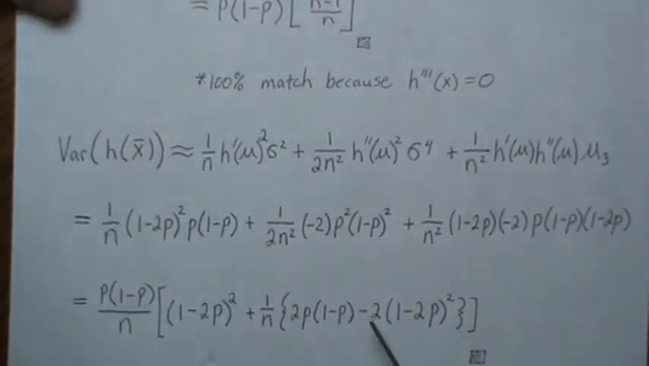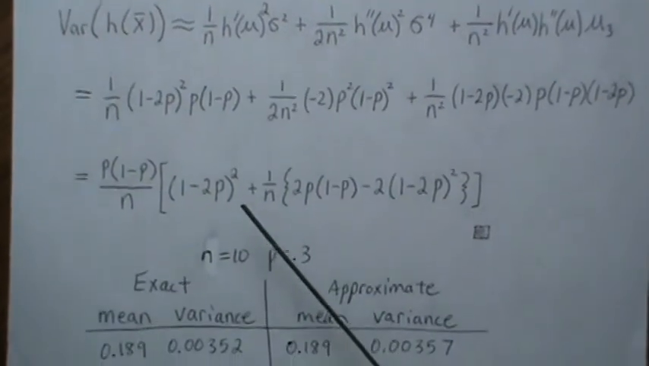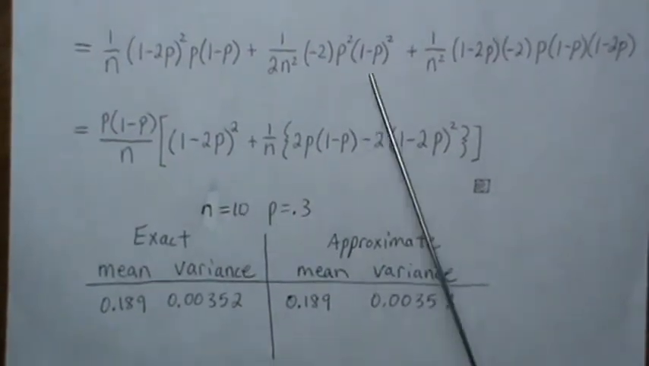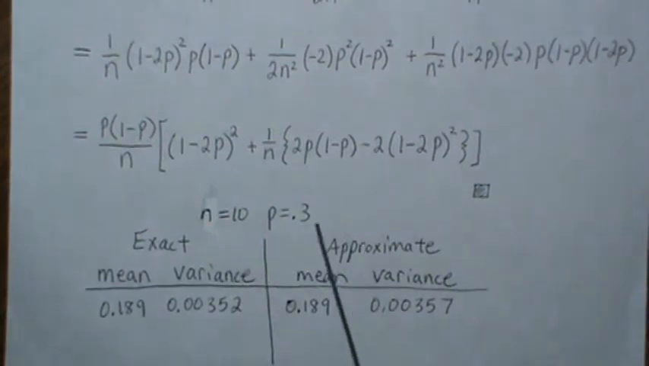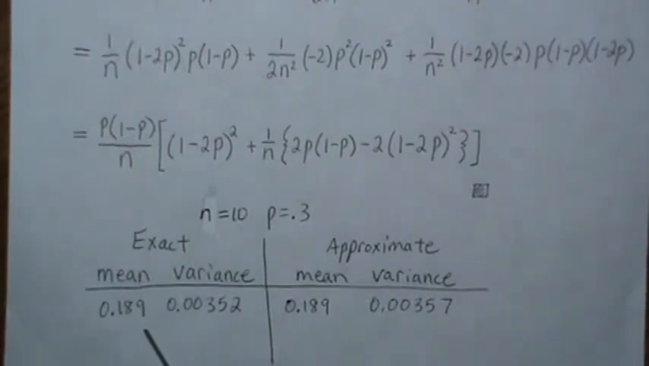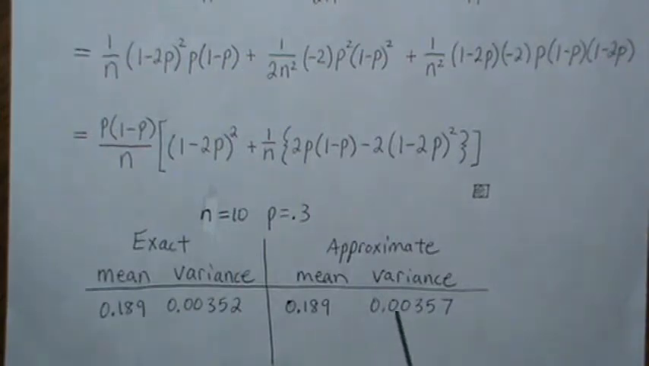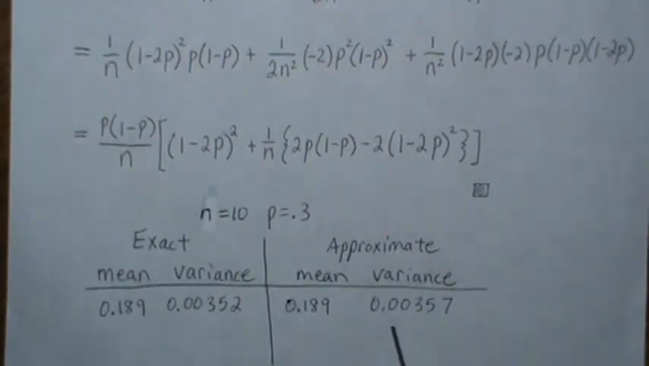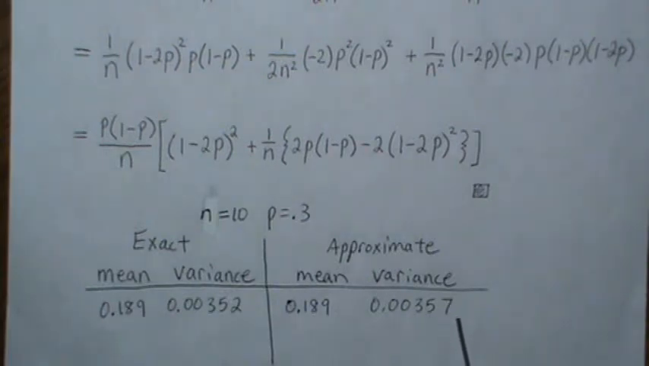Now you might ask, okay, so that's the theoretical results. How does it do in practice? So in this example, if we say n is 10 and p is 0.3, the exact mean and variance are these. The approximate mean and variance, of course the mean is going to be the same, but the variance is only off by 1, 2, 3, 4, 5 ten-thousandths. So it's really close. So anyway, this is a good mean and variance approximation.